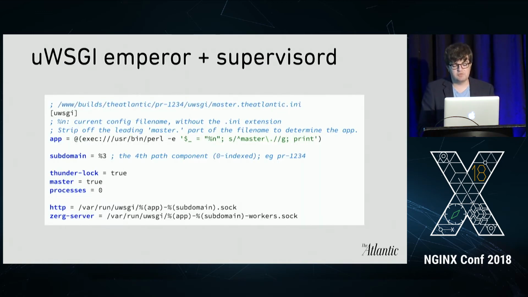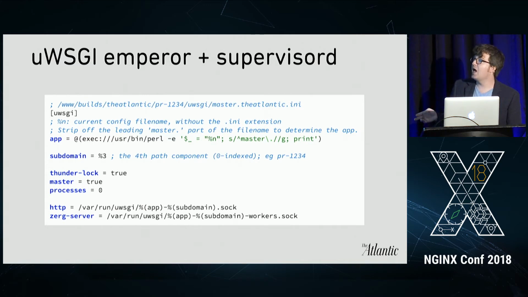So this is what the uWSGI config for the Zerg server looks like. This is the process that is very slim and just listens for requests and has workers attached to it. We use a few of uWSGI's magic variables, such as parts of the path and the ini file name, to determine what the name of the build and which application we're running inside of that build. So here, the build would be PR1234, and the application would be the Atlantic.